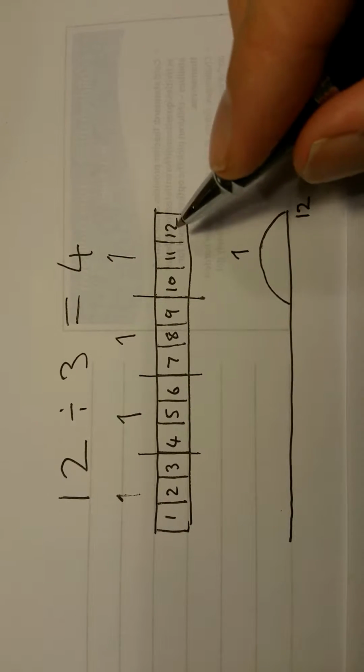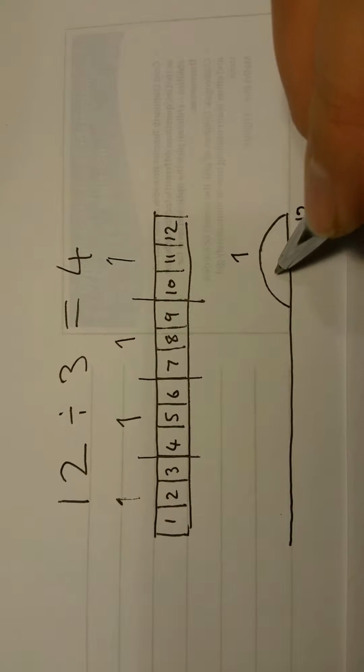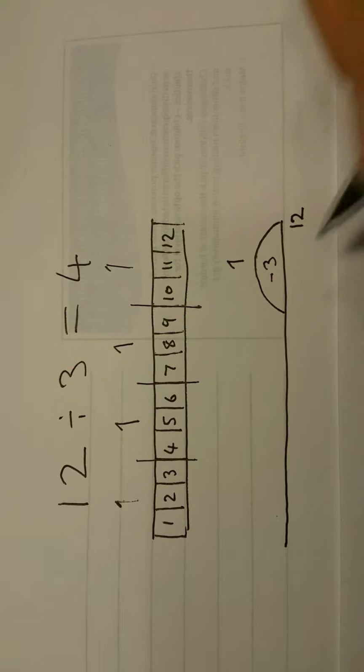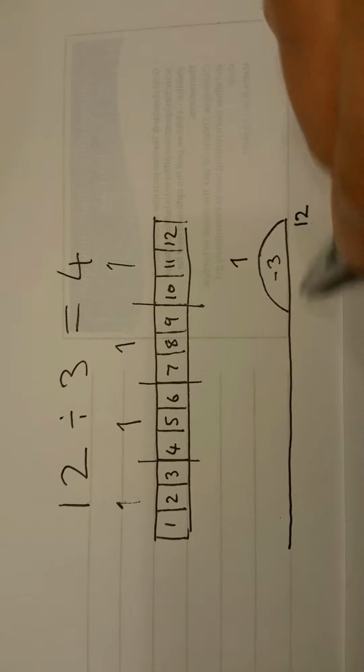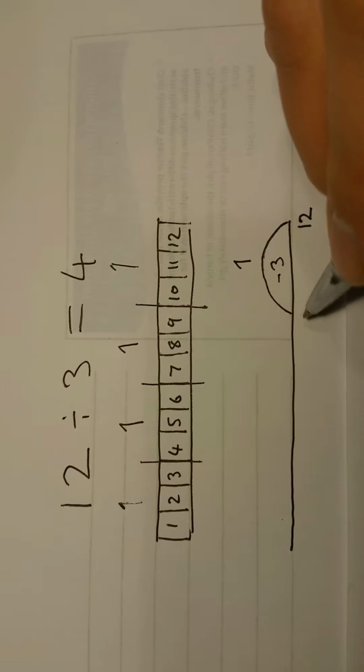And I can't count the blocks anymore, 1, 2, 3, because I haven't drawn them. So what I'm going to do is I'm actually going to take 3 away from 12, just so that I know that it is 3 I'm taking away, not 2 or not 4 or not any other number. So 12 take away 3 is 9.